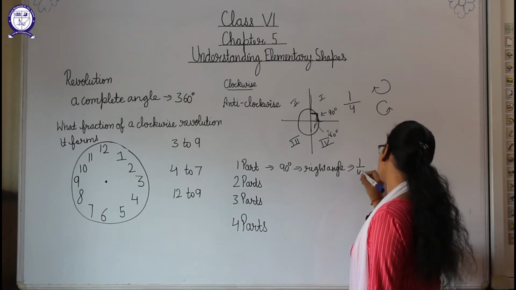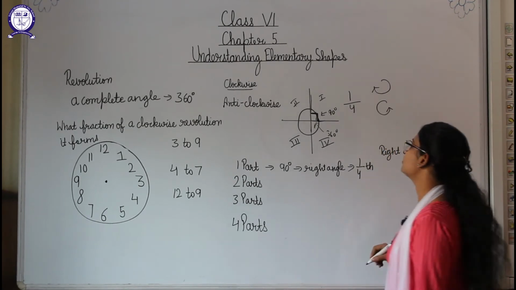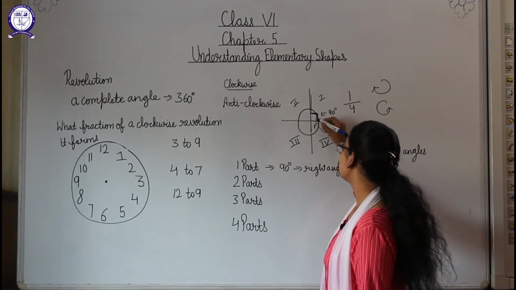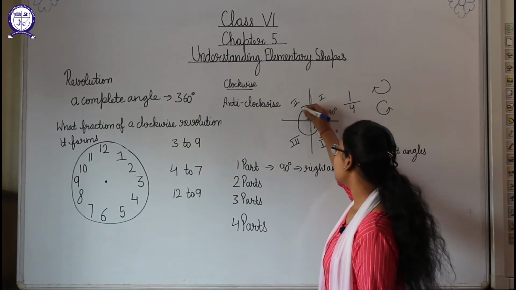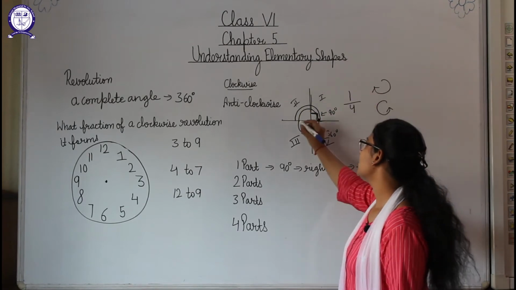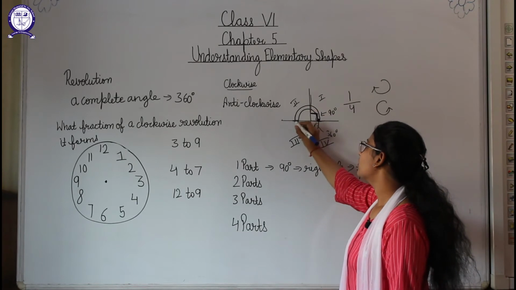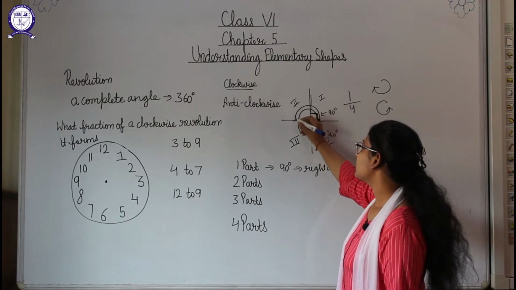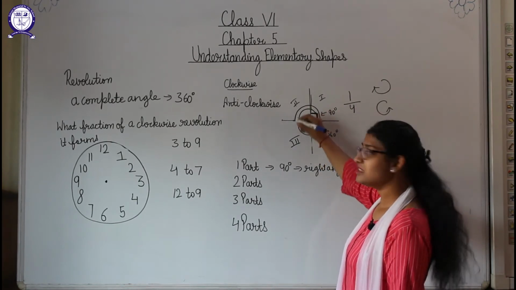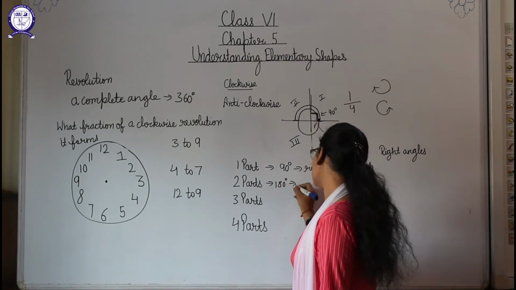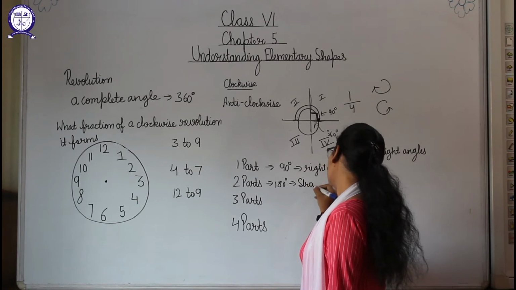1/4 part. Okay, 1/4 part of the revolution it is covering. Now if we talk about 2 parts, it means anything starting from here and covering this distance, up to the second part. This is the second part, first part and second part. Okay, so this is, you can say, a 180-degree angle, a straight angle.